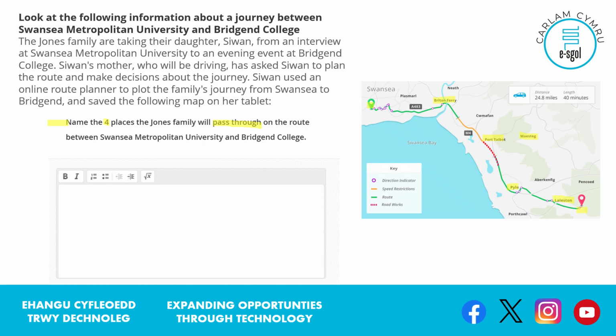Bridgend isn't labelled, so that doesn't really make it too difficult anyway. But it can't be Swansea because it says where they will pass through on the route. The start point is not on the route, it's the beginning of the route. Bridgend is not on the route, it is the end of the route. So paying attention to those little bits of words makes a huge difference. Read the question and reread it again if you need to.